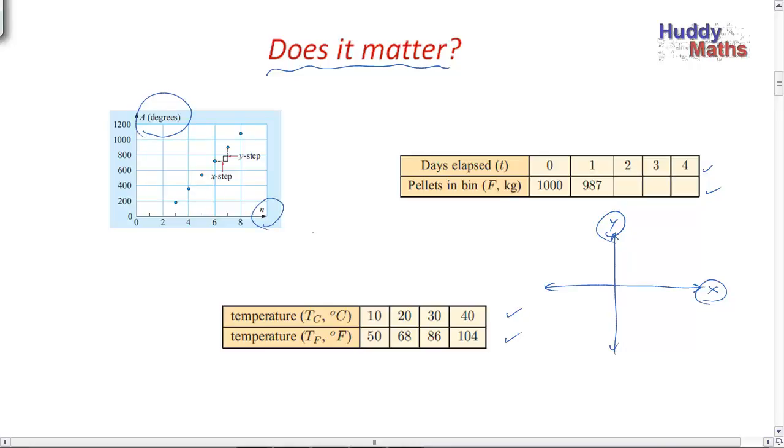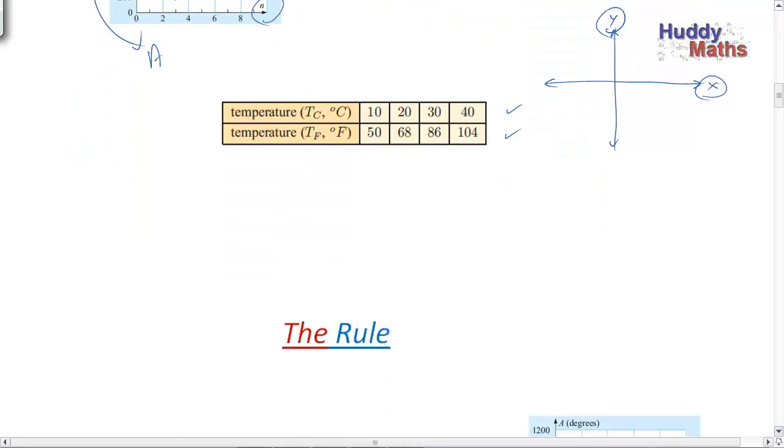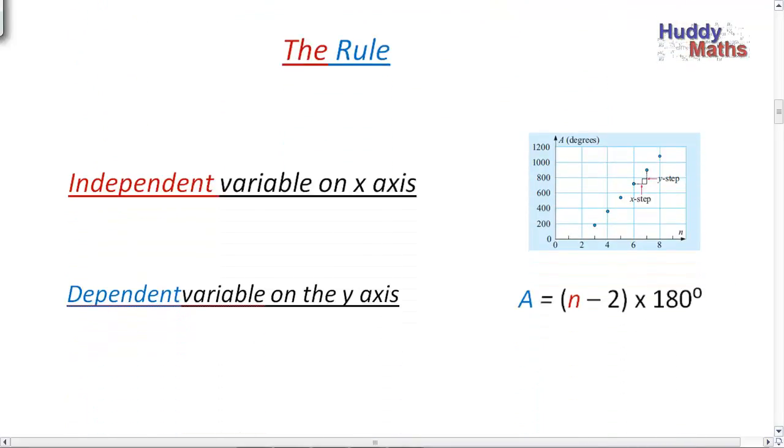Okay, so they've put it that way around. Could it be done the other way? Could you put n up there and a there? Does it matter? Okay, let's answer that question now. Come down and see what the rule is. Okay, the rule. The independent variable has to be on the x-axis, or the horizontal axis.